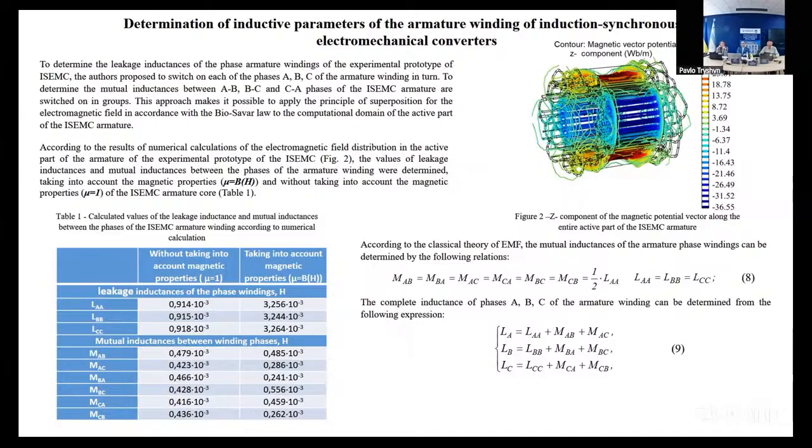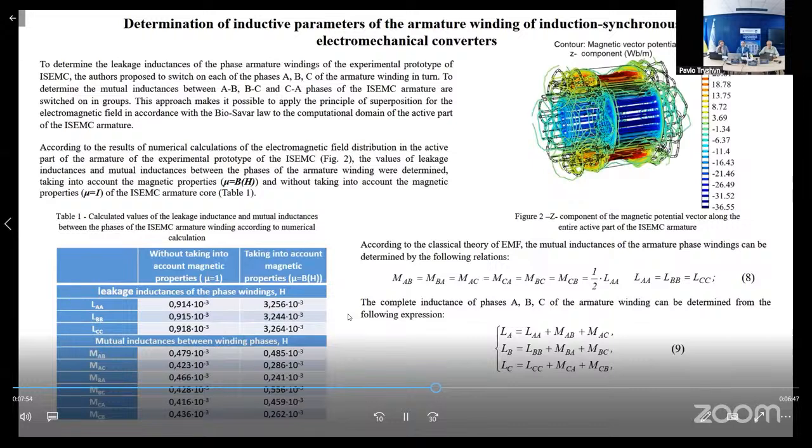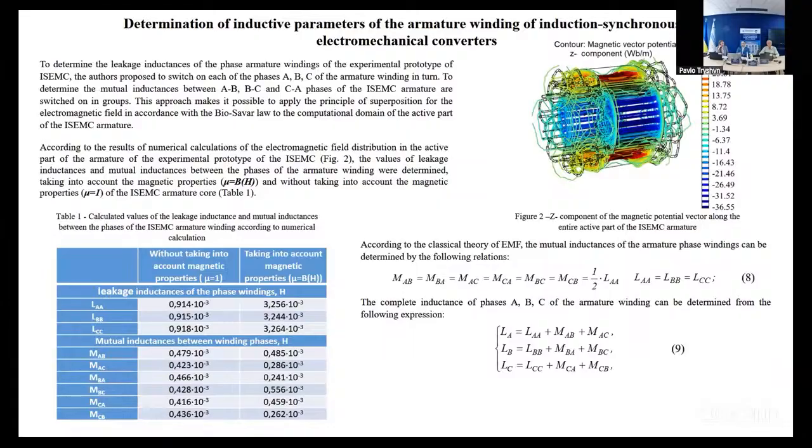This approach makes it possible to apply the principle of superposition for the electromagnetic field, in accordance with the Biot-Savart law, to the computational domain of the active part of the induction synchronous electromechanical converter armature. The calculated values of the leakage inductance and the mutual inductances between the phases of these electromechanical converter armature windings are shown in Table 1.